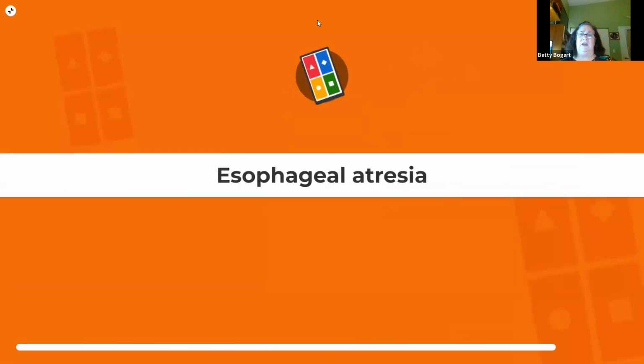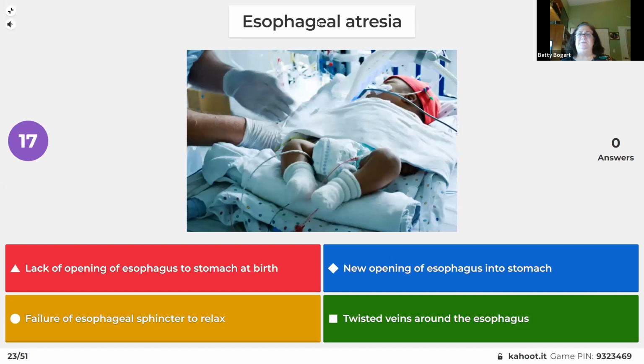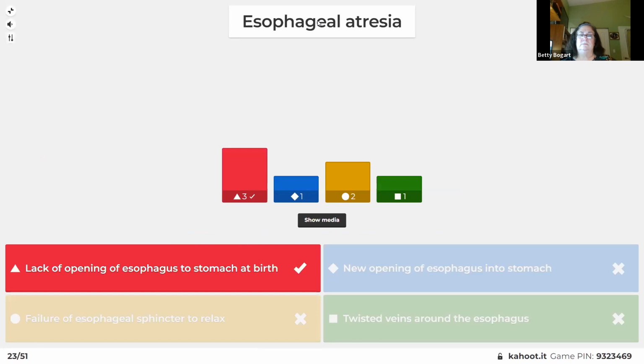Esophageal atresia. What's that? So esophageal atresia means that the esophagus has an A without. It does not connect to the stomach. It's there, but it's not connected.